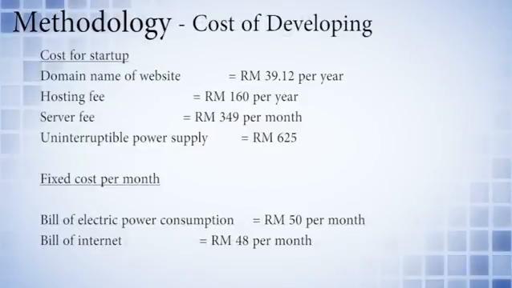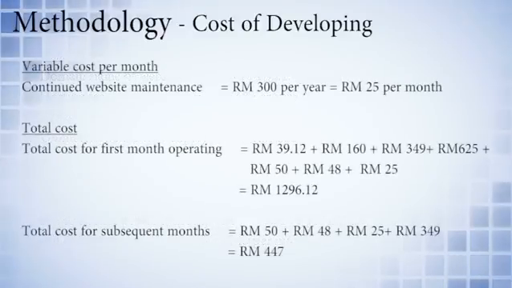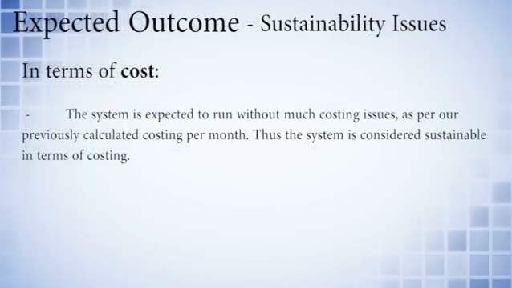This is a list of all the costs it takes to maintain our system. This includes the domain name of our website, hosting fee, server fee, and UPS. Also considered are the electric bill and the monthly fee to our internet service provider. After factoring in the continued website maintenance cost, we are able to calculate the total cost for operating in the first month, which is 1,296 ringgit, while the total operation cost for the subsequent months is 447 ringgit. In terms of cost, the system is expected to run without much costing issues, as per our previously calculated costing per month. Thus the system is considered sustainable.